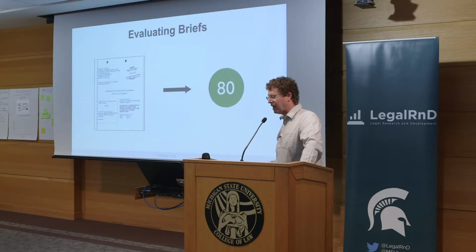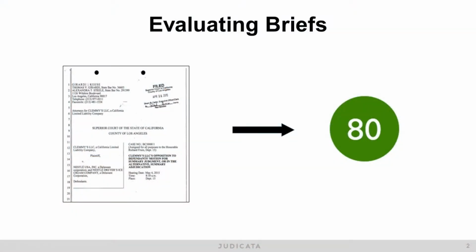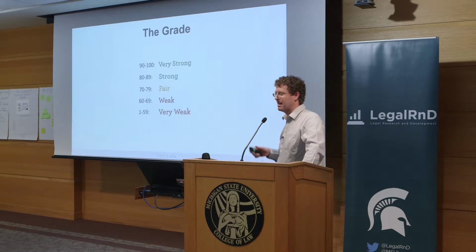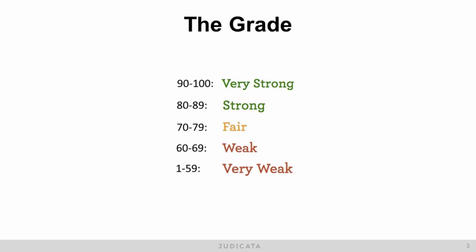So very simple. We take in a brief, so a filing in court. This is all in California State Court. And then we give it a grade. And the grade conveys two things. One is our assessment of the quality of what's in there, and two, our assessment of the likelihood of the brief winning. And those are two slightly at odds concepts.